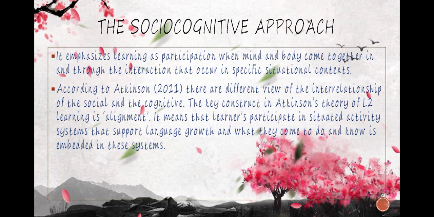The key construct in Atkinson's theory of second language learning is alignment. Alignment means the learners participate in situated activity systems that support language growth, and what they come to do and know is embedded in the system. So, from a socio-cognitive perspective, the best way to promote second language acquisition is to place learners in situations where the second language is necessary for social action, where they need it to survive and prosper. Like that.